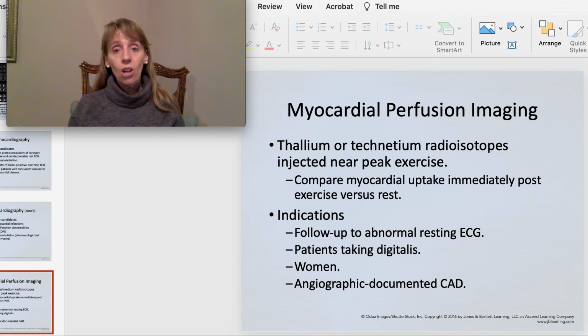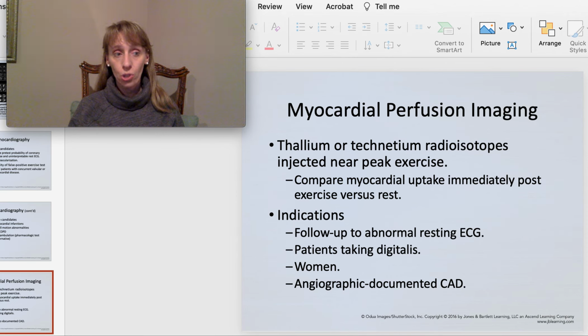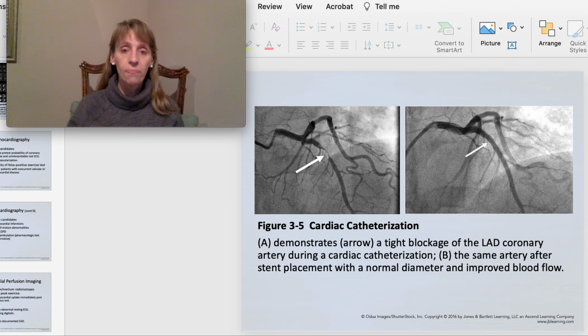Something a little different is called myocardial perfusion imaging, and this is when we can use thallium. You stress them on the treadmill, and then a nurse would inject them with some thallium. At the thallium stress test, you can compare how much uptake of oxygen, how reactive the tissue was. So, walk on the treadmill and have thallium injected so we can look at the perfusion. The follow-up is for normal resting EKG patients, patients taking digitalis, women, someone who has documented heart disease.